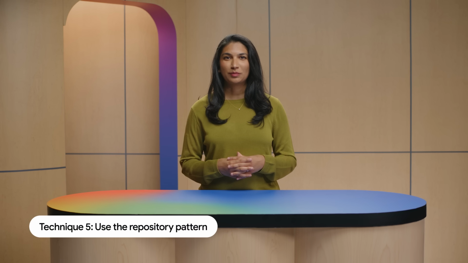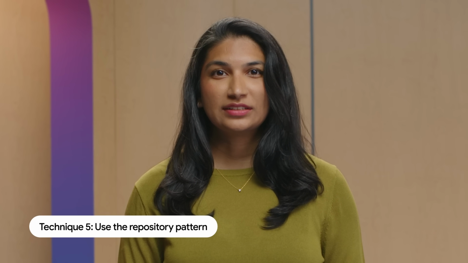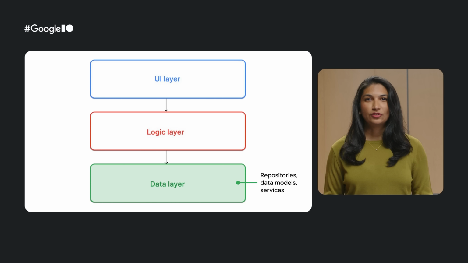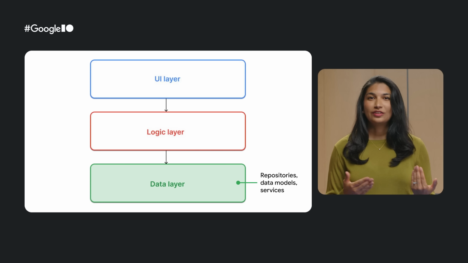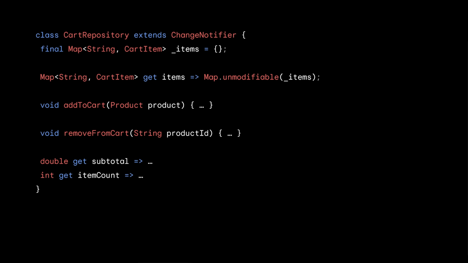Which brings us to our next technique, using the repository pattern. The repository pattern centralizes and abstracts data access logic, and it does so using objects called repositories. A repository manages the data in the data layer. It's the interface between your app and external data like server, database, or plugin. Specifically in our case, it exposes raw data from services to the view model.